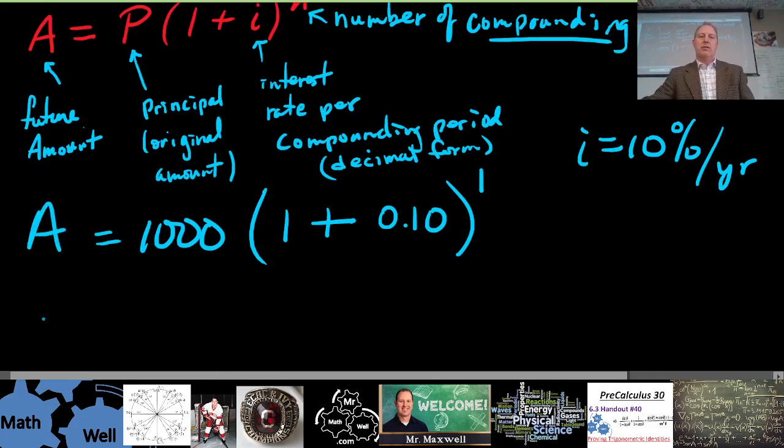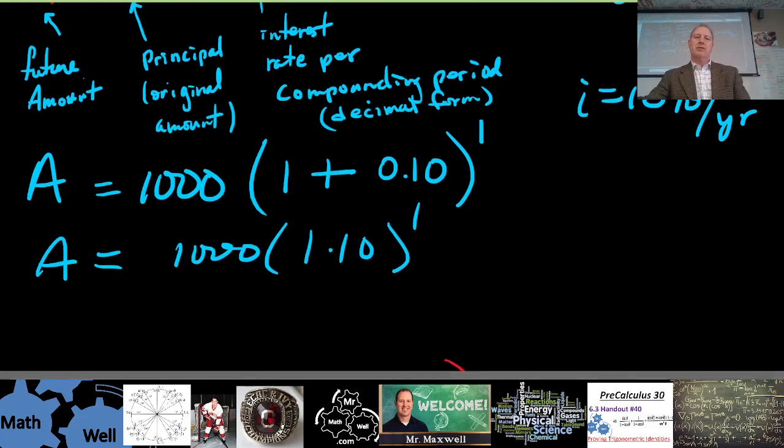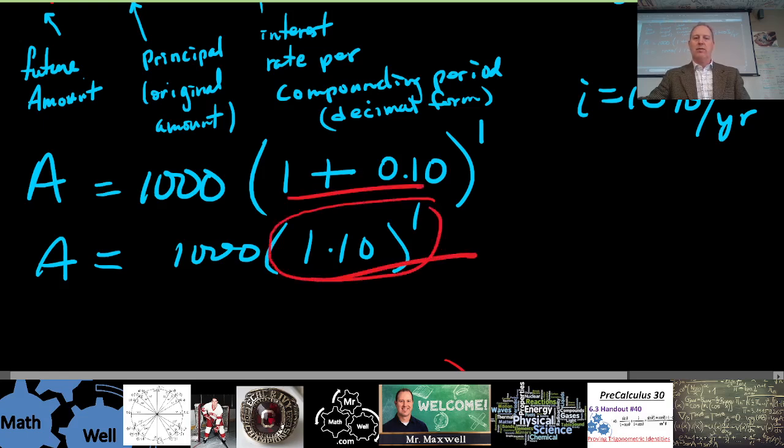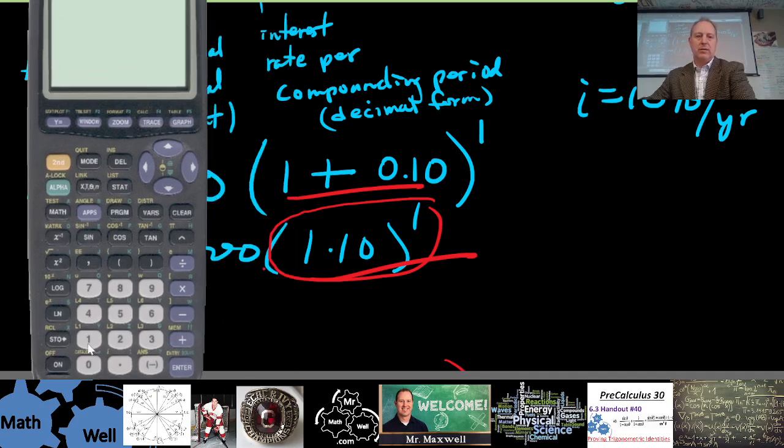So the future value is going to be 1,000 times 1.10 to the power of 1. So BEDMAS says that you have to do this exponent first. Well, I did the brackets first, and then the exponent next, and then the multiplication. So on your calculator, it should look like this: 1,000 times 1.1, and that's going to be to the power of 1. So that's 1,100. So that's what we calculated before, right?